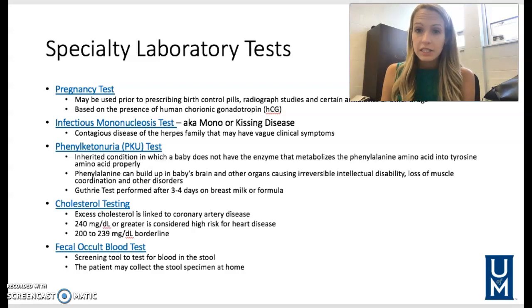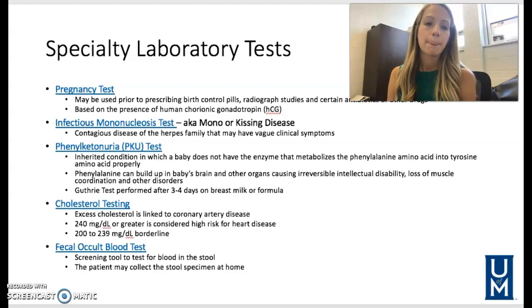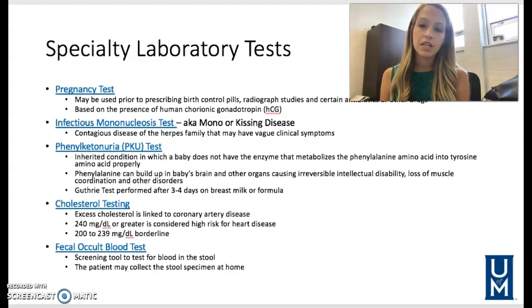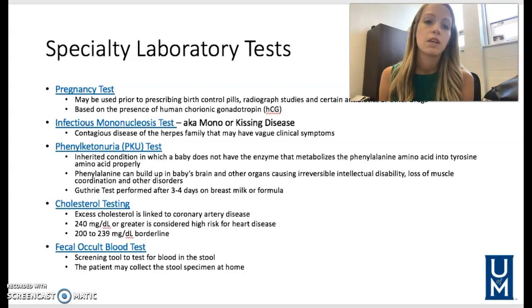Sometimes we do pregnancy tests to prescribe birth control pills. The physician will need to make sure the woman is not pregnant prior to prescribing birth control pills. Certain radiographic studies, they won't do an x-ray on certain body areas if you aren't sure if you're pregnant or not. And then certain antibiotics, you have to make sure that you're not pregnant, so they'll run these pregnancy tests. You can assess pregnancy or the presence of HCG through blood and also through urine.